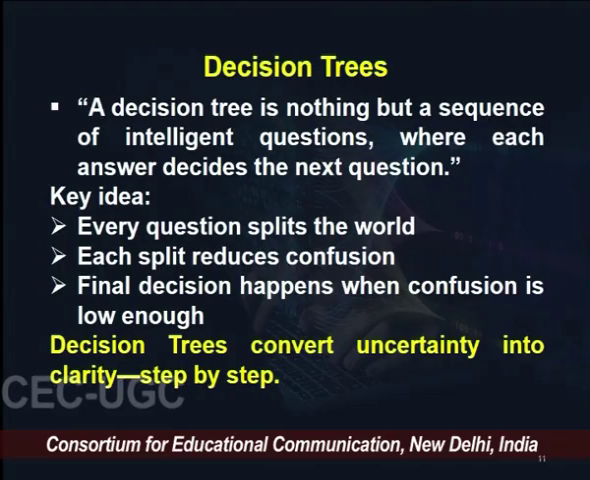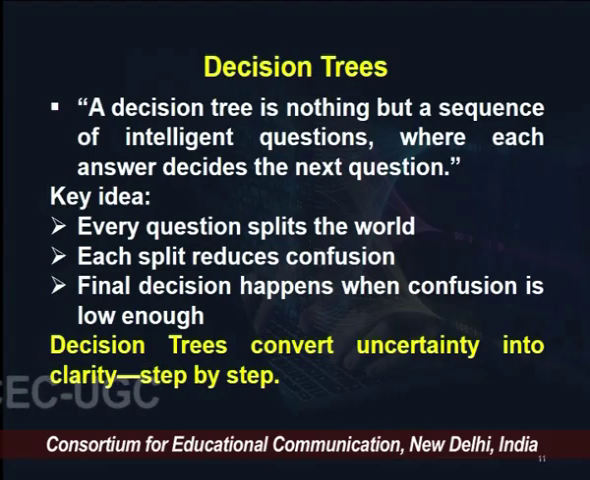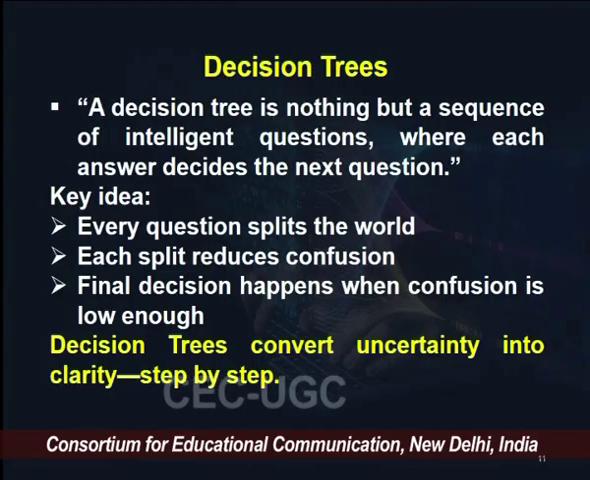So, the series of questions would keep on reducing the confusion till we get an answer, or we are able to solve a problem, or maybe we are not able to solve a problem, right. So, the final decision happens when the confusion is low enough or there is no confusion at all. So, in a way, a decision tree converts this uncertainty into clarity step by step, not in a single step. By asking those series of questions, you are actually moving from uncertainty to a certainty level, and the certainty over here means a solution to a given problem.